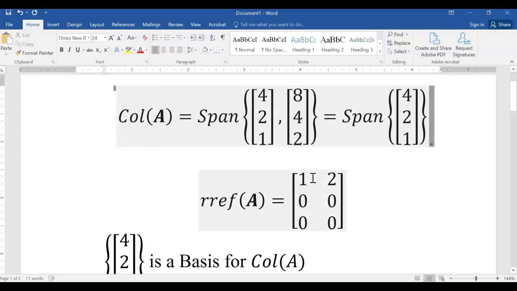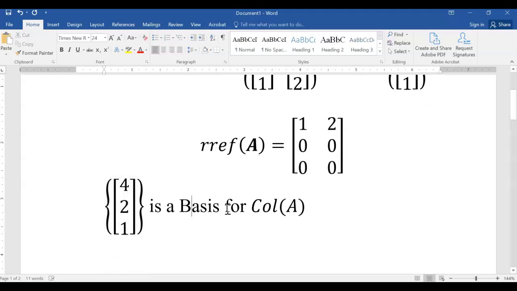And notice what's happening here. When we row reduce the matrix A, that pivot position is sort of highlighting which vector is going to be in my basis. All right, so if I have a pivot position in the first column, then my original first column of my matrix is going to be in the basis for the column space. Hopefully that makes sense.